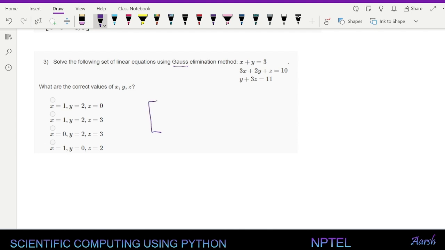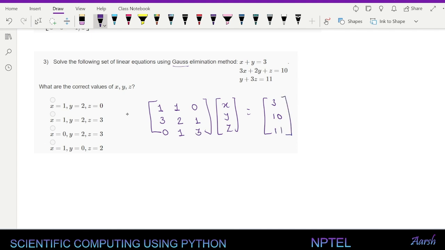So let's write the matrix. First is x plus y plus 0z equals 3, so x is 1, y is 1, z is 0, and this is x, y, z. Second equation is 3x plus 2y plus 1z is equal to 10. Third is 0x plus 1y plus 3z is equal to 11. So shorthand notation, because we are not going to touch x, y, z, is this: 1 1 0, 3 2 1, 0 1 3, then one line, 3, 10, 11.